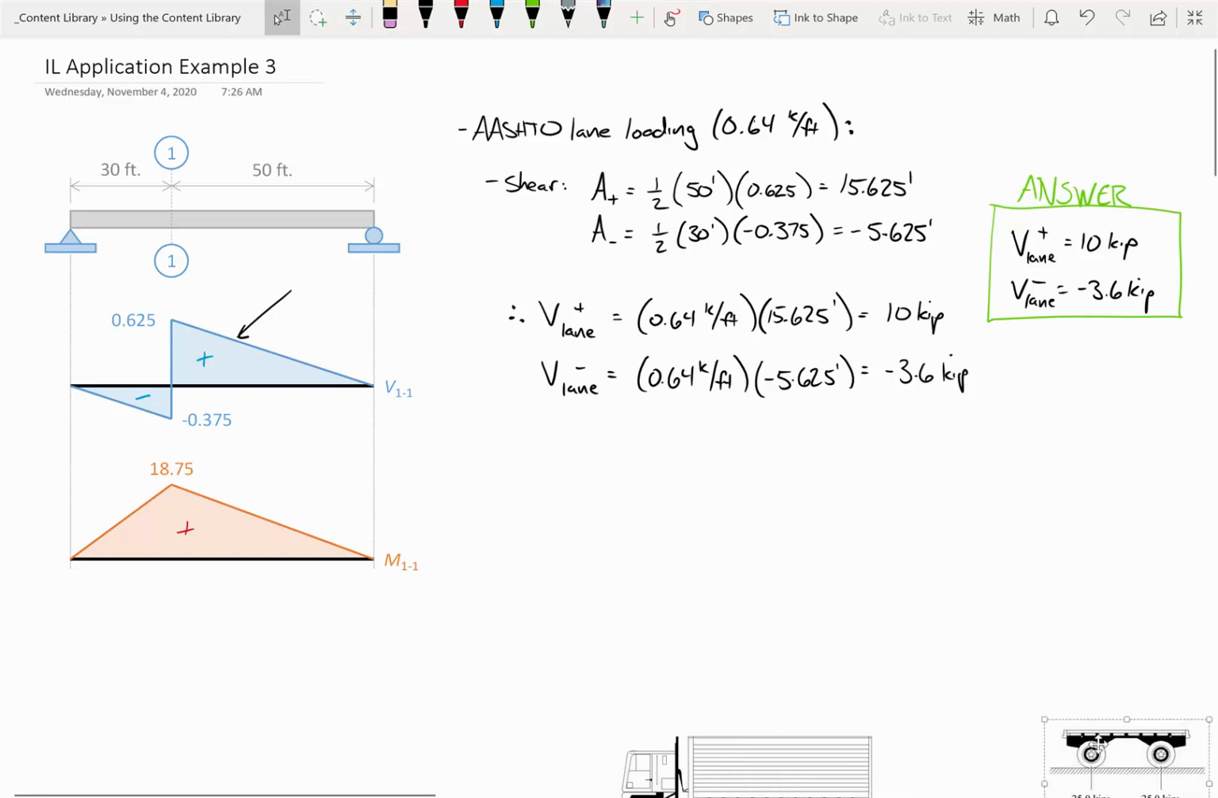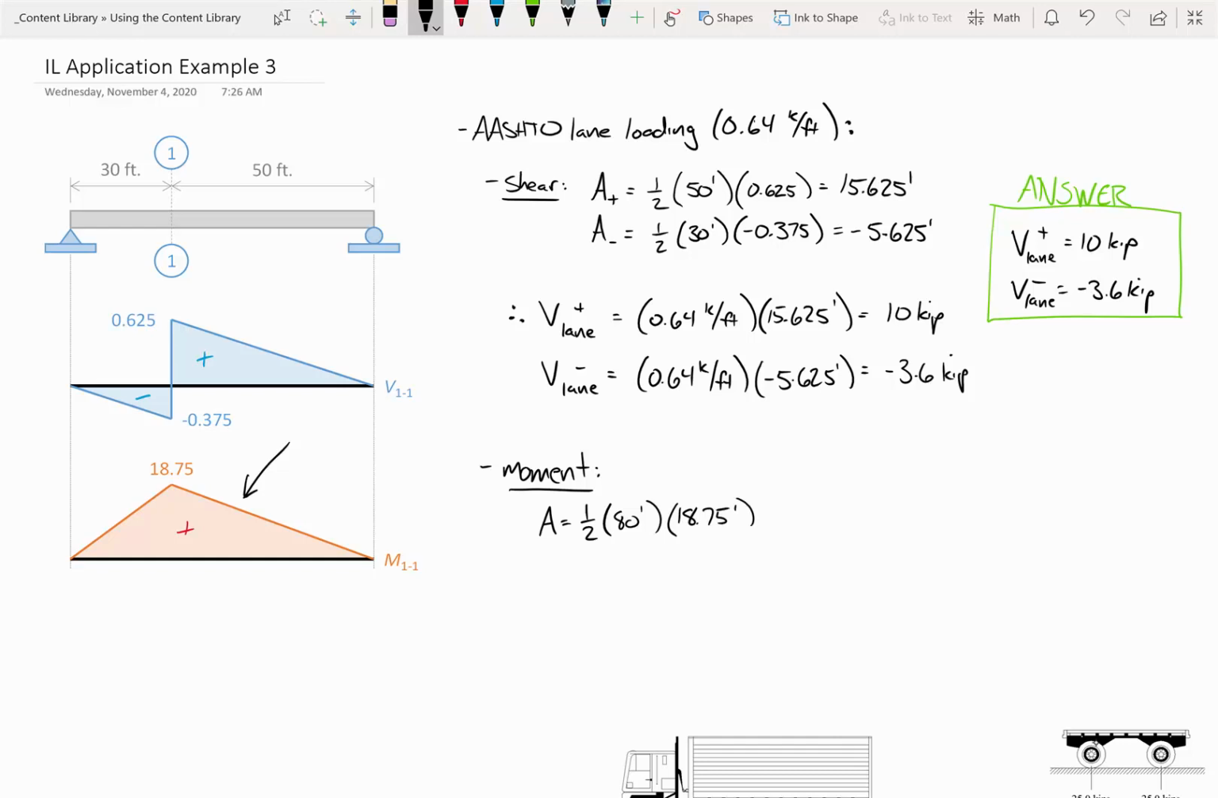Now for moment, it's a little different. So let me underline that. Go back and use a different color. Moment's a little different. And we're going to find with this particular example, this is going to show up quite a bit. So let's look at moment. Now, for the moment influence line, when you look at it, the entire thing, so we're looking at this line right here, all of the area is positive. And so the area is 1/2, the base is 80 foot, and then the height is 18.75. It's actually 18.75 feet if you want to throw some units on there.